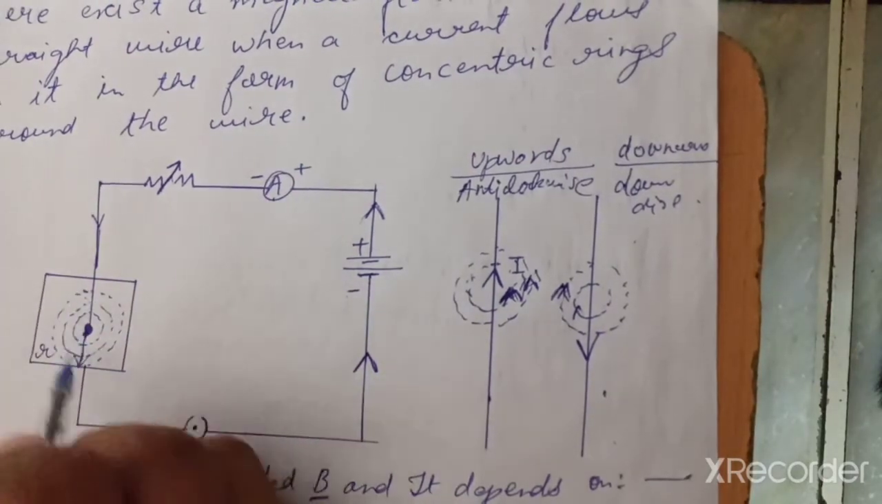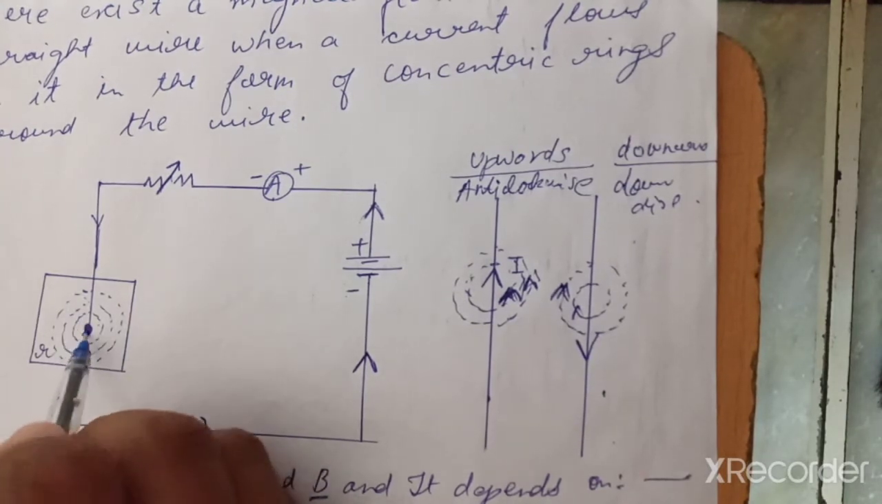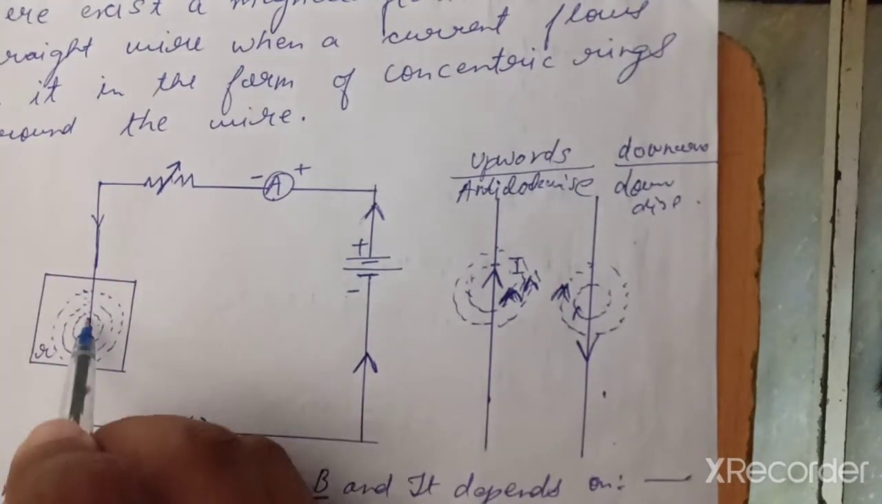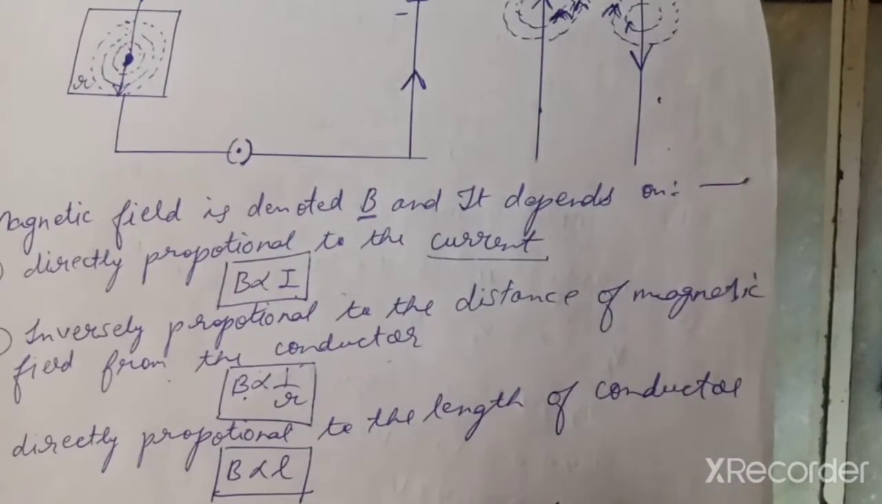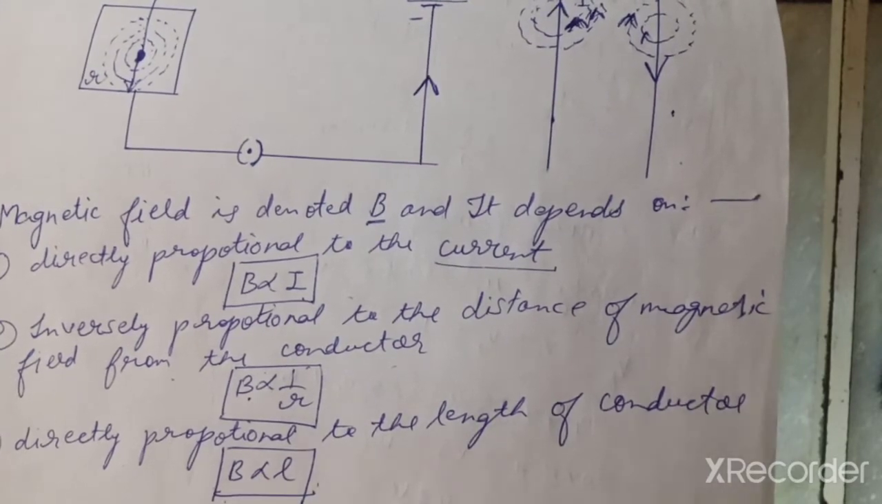Around the conductor, if you see the magnetic field lines, the magnetic field will be strong closer to the conductor, and as we go away from the conductor, the magnetic field strength goes on decreasing. So B is inversely proportional to R and directly proportional to the length of the conductor. The more the length of the conductor, the more the magnetic field.